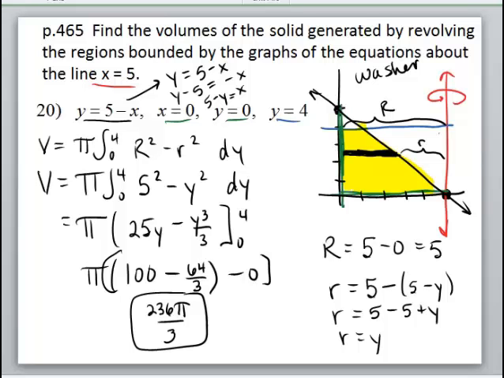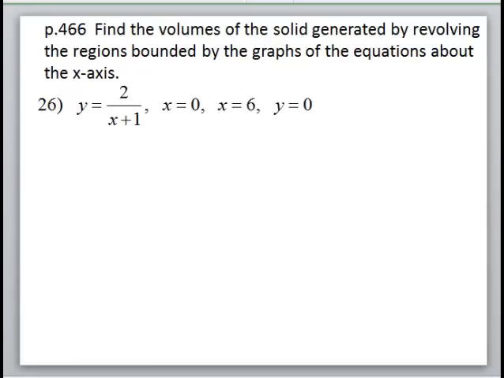Alright, this is my last example from the section on discs and washers. Finding the volume of the solid generated by revolving it about the x-axis. So let's draw a picture of what's happening. I'm going from x equals 0 to x equals 6, so I'm only going to concern myself with that part of the graph.